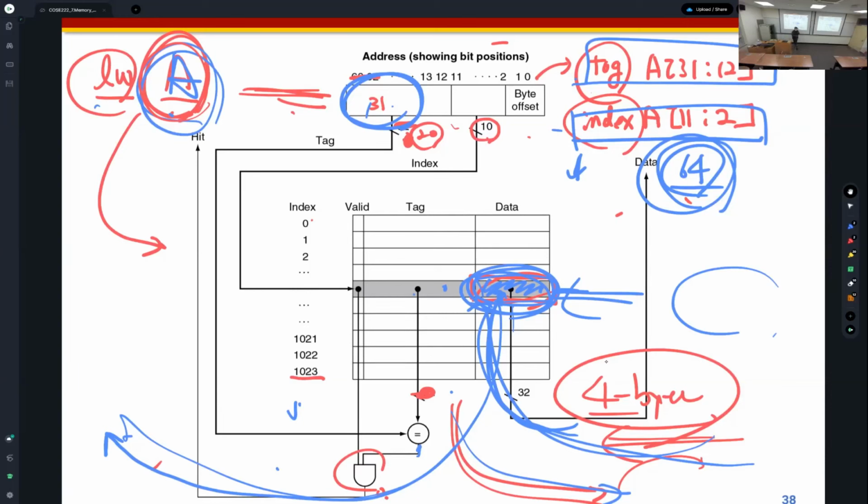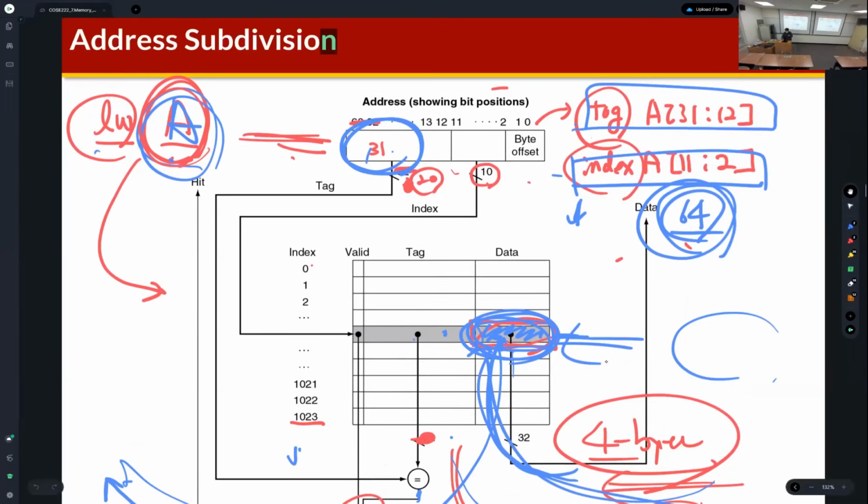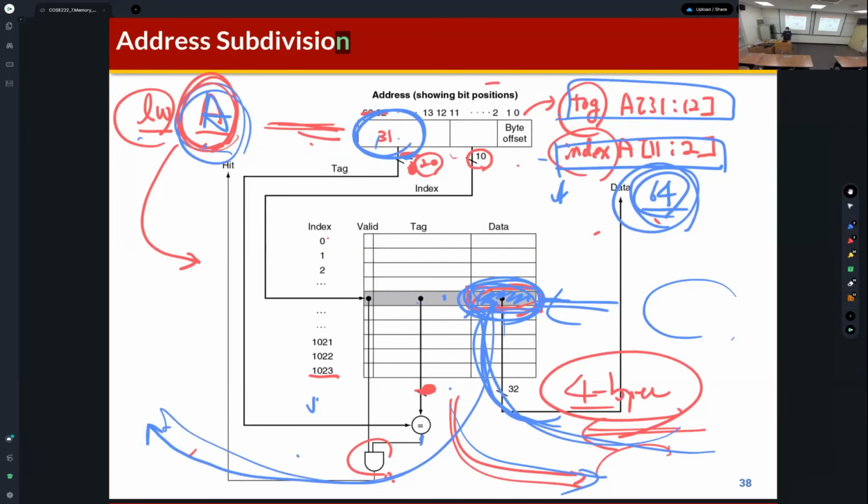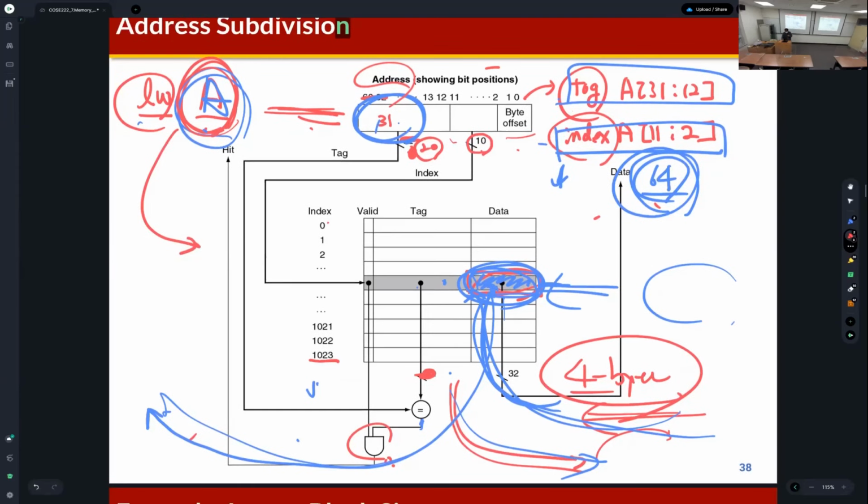Let's start the class. In the previous class, we learned about cache organization. I showed an example of cache organization. As I explained, the address of load or store instructions is split into fields: the cache index, byte offset, and cache tag. This is the hardware organization of the cache.